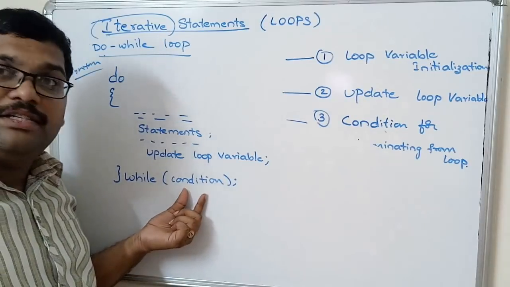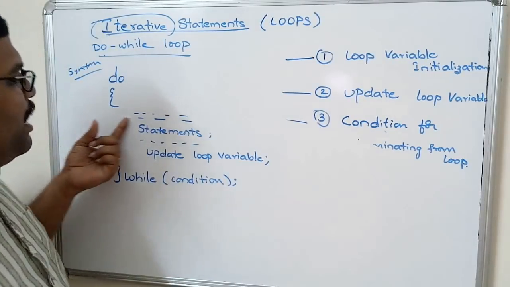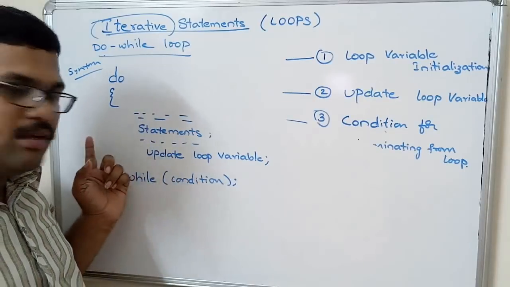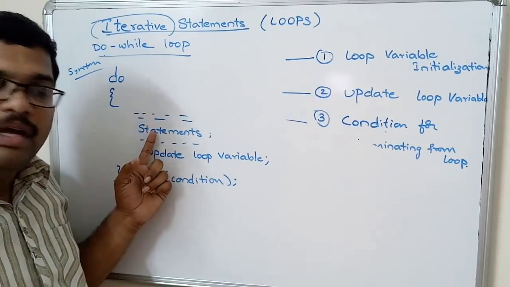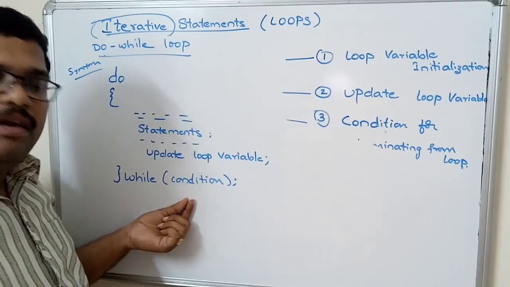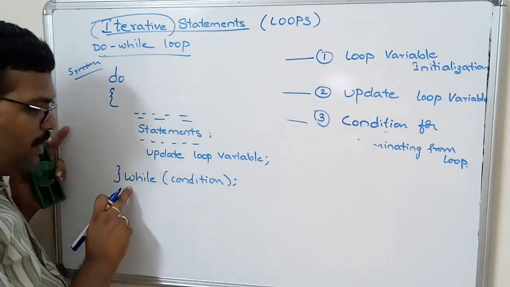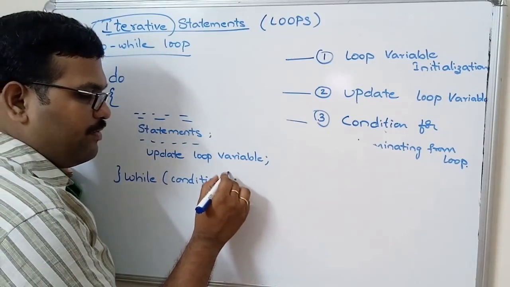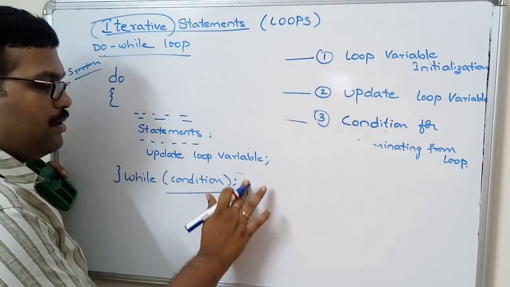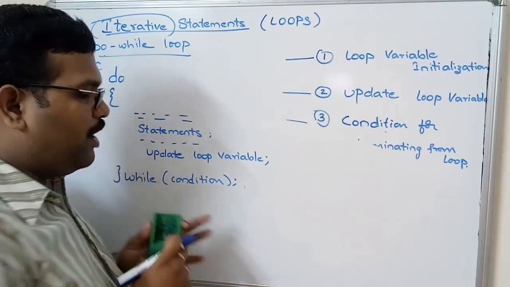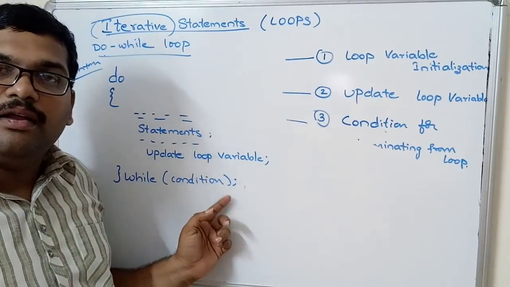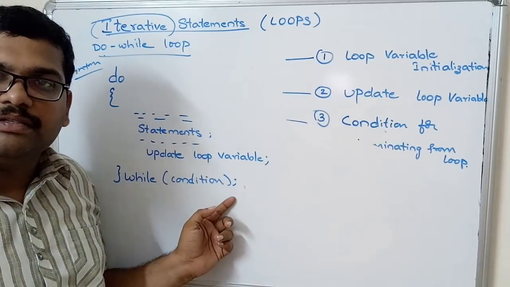If this condition is true, then again it will go back to the statements, that means it will again enter into the loop. If the condition fails, it will come out from the loop. So carefully, the semicolon after the while condition is very important. We have to place a semicolon after the while condition.